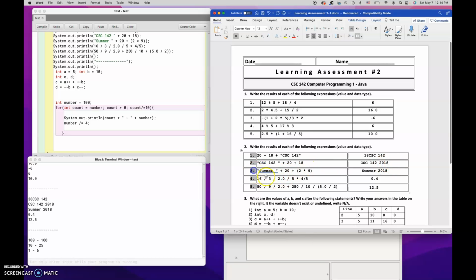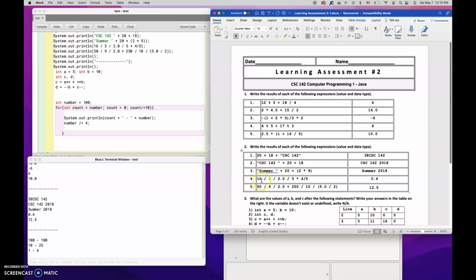All right, for the third example, we have summer plus 20. So again, string plus integer will produce nothing, just summer 20. Plus, here we have parentheses. The program will take this as math since they are in parentheses. So 2 times 9, which is 18. So the result will be summer string plus 20, summer 20, 18.